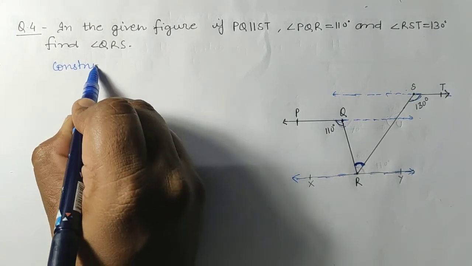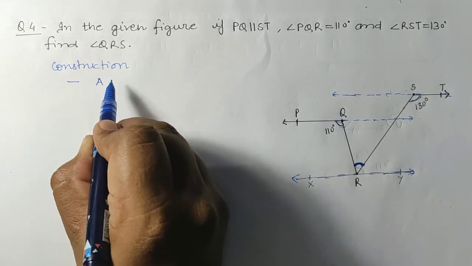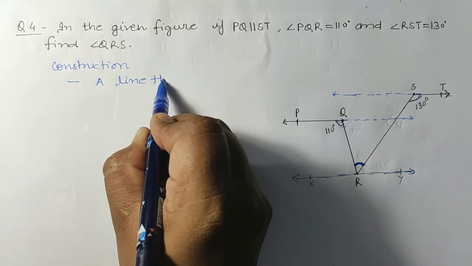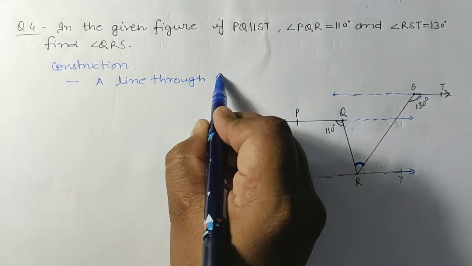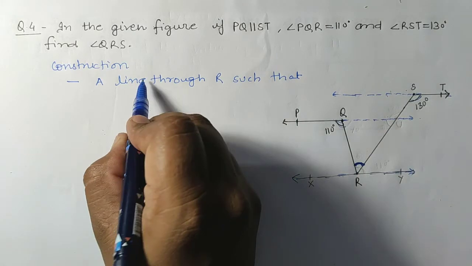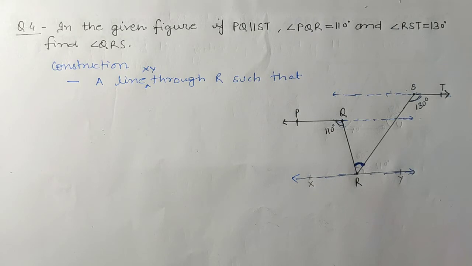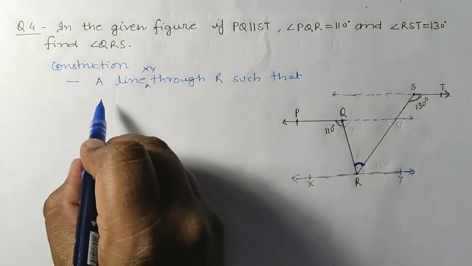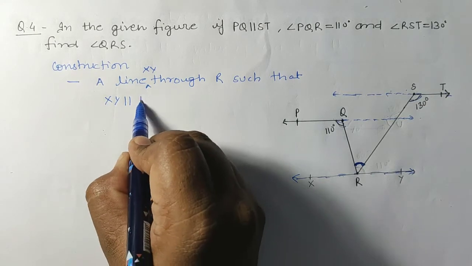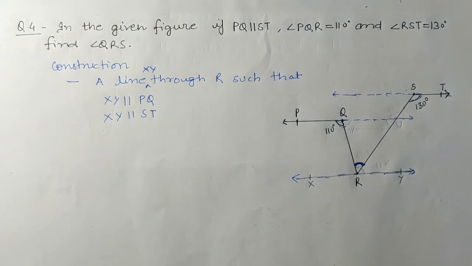Construction: a line through R such that, and you can give the name of the line XY. So a line XY through R such that XY is parallel to PQ and XY is parallel to ST. We have constructed a line XY through R such that it is parallel to PQ and it is parallel to ST.